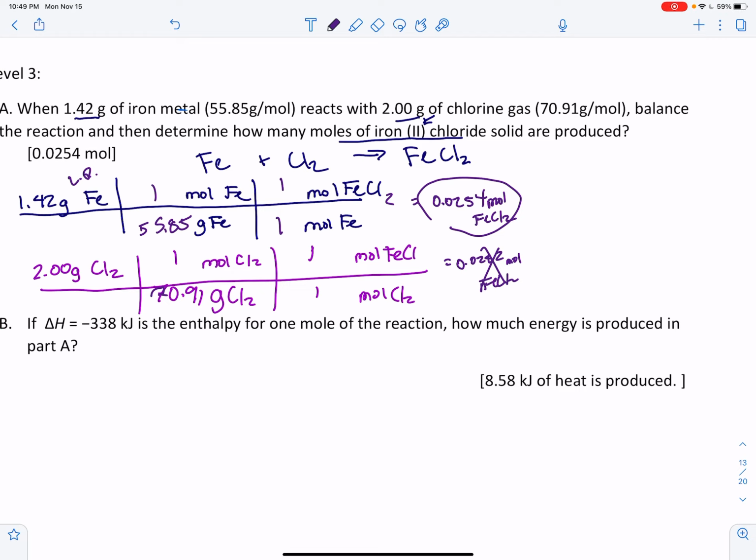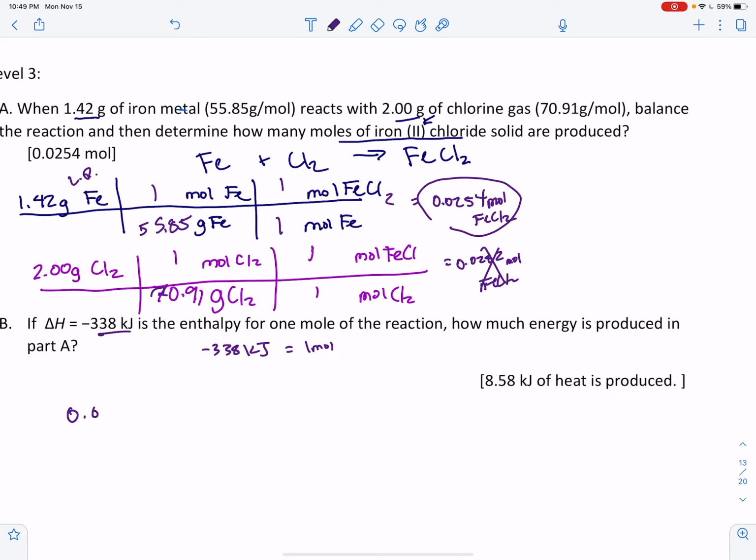All right, so then if this is the enthalpy change for 1 mole, how much energy is produced in part A? So what this is meaning is negative 338 kilojoules is how much energy is released for 1 mole. So it's like a conversion right there.